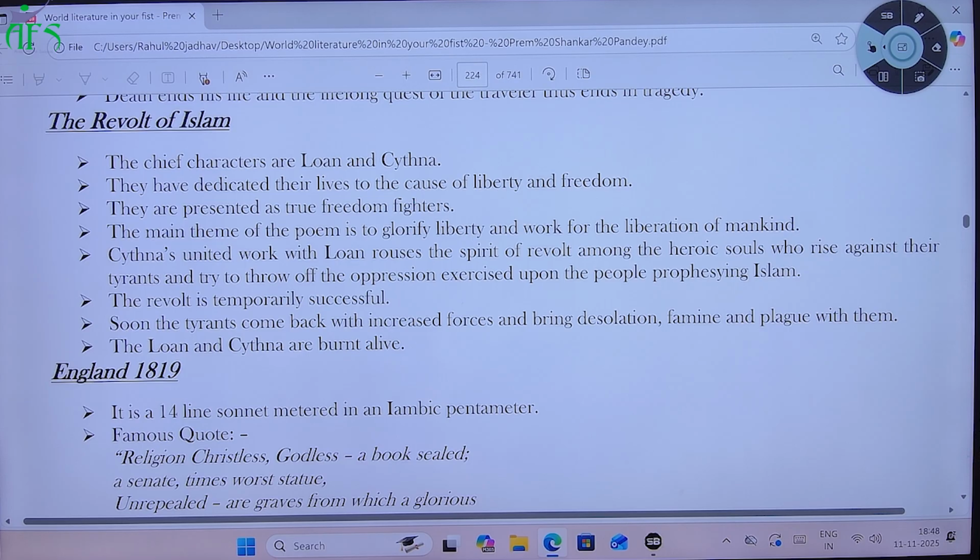This revolt is temporarily successful. Soon the tyrants come back with increased forces and bring desolation, famine, and plague with them. Thus Laon and Cythna are burnt alive. So The Revolt of Islam is a kind of tragedy.